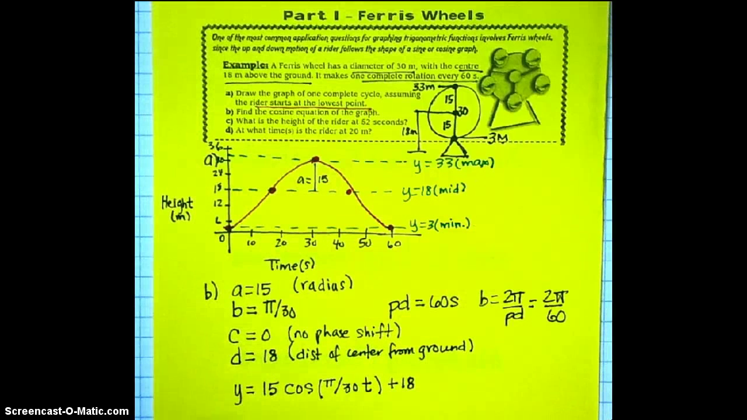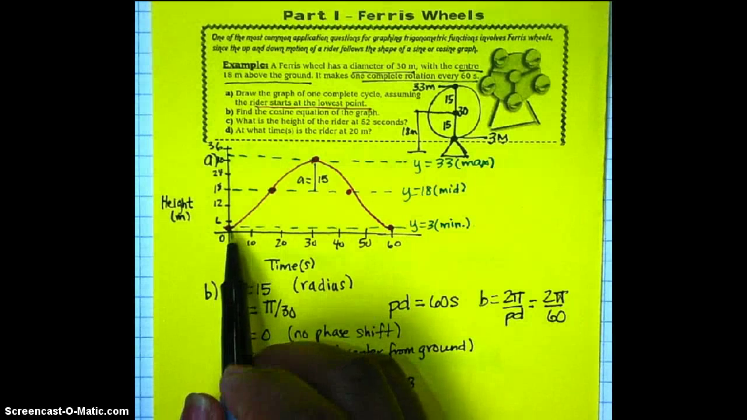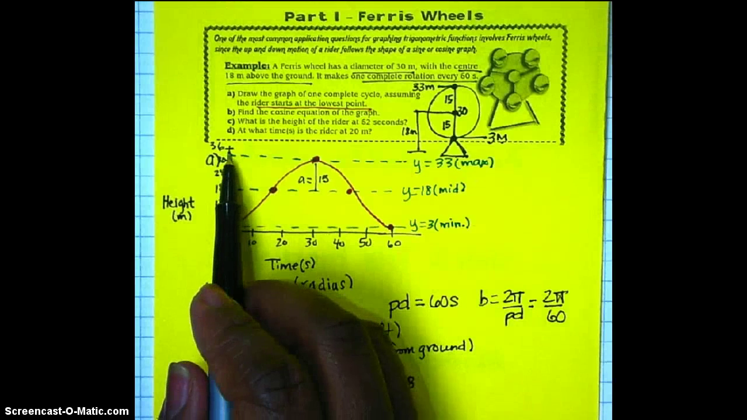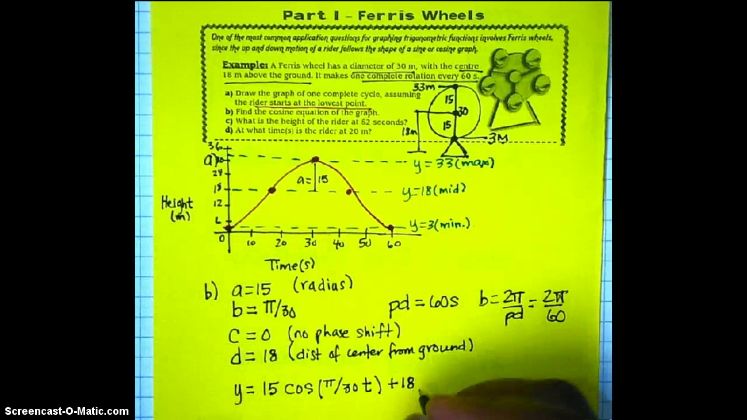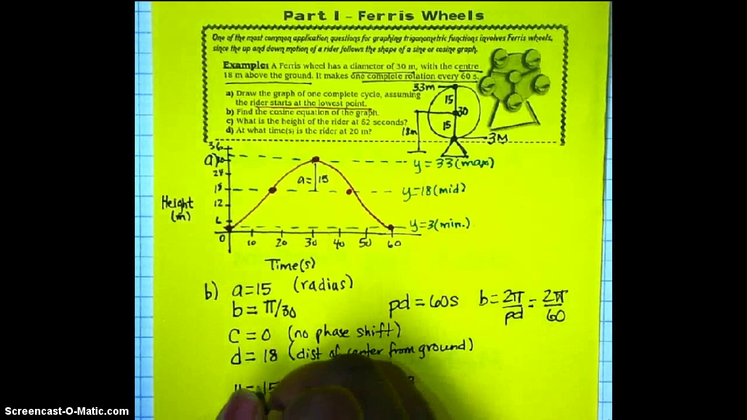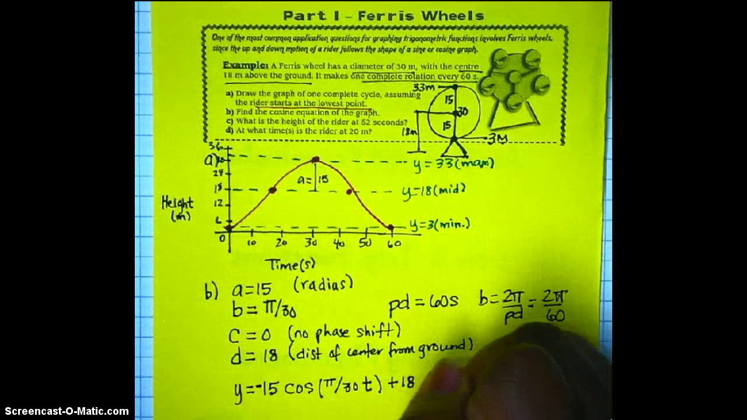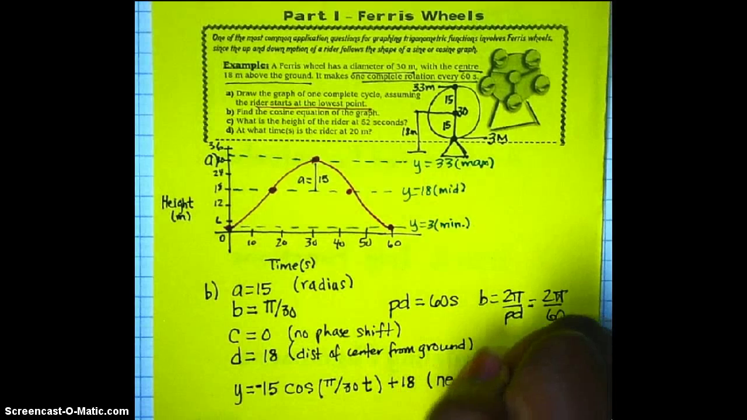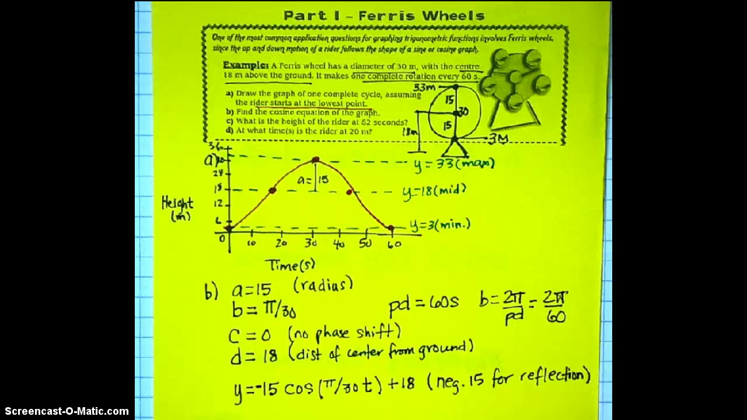Now, there's one thing we're missing. If you take a look, remember earlier I said that this was a reflected cosine curve. Cosine usually begins at the maximum, but this cosine has begun at the minimum. So we need to make sure we represent that by making the 15 negative. So negative 15 for the reflection. So this is our completed cosine equation.